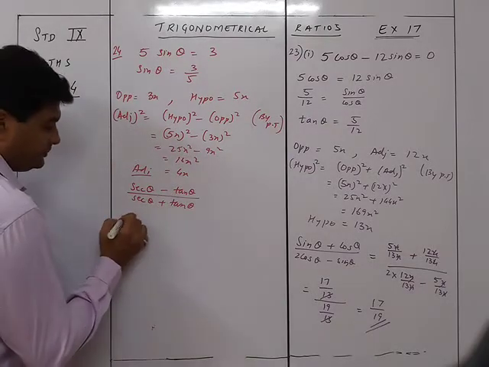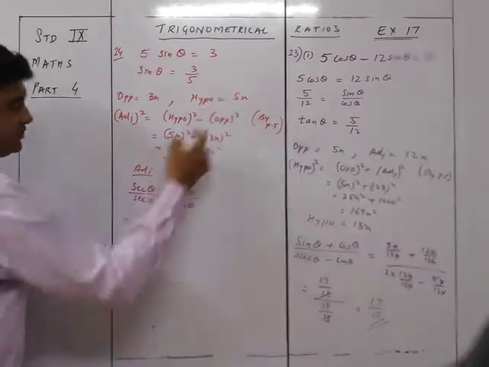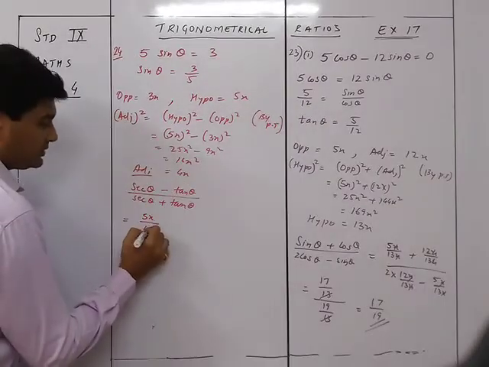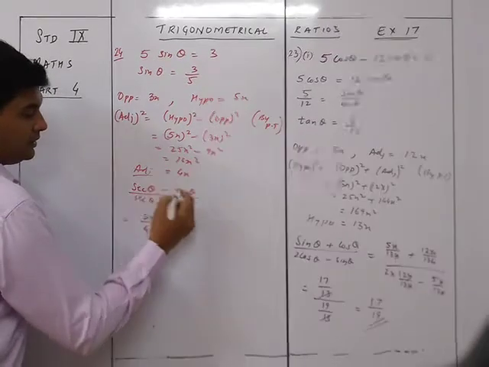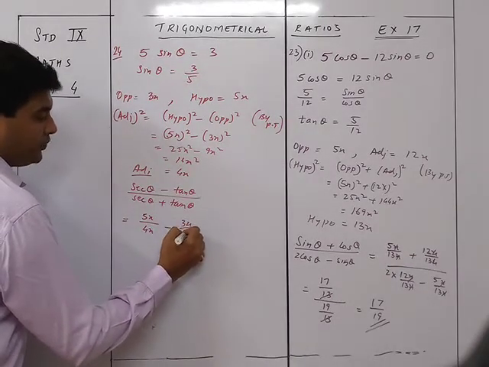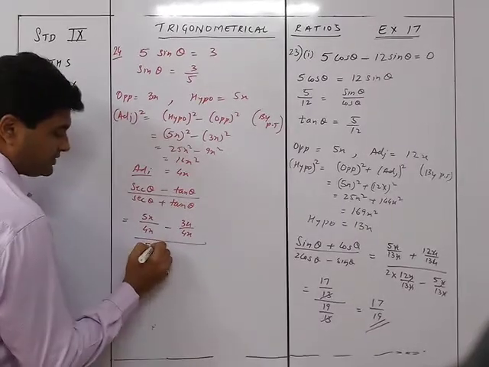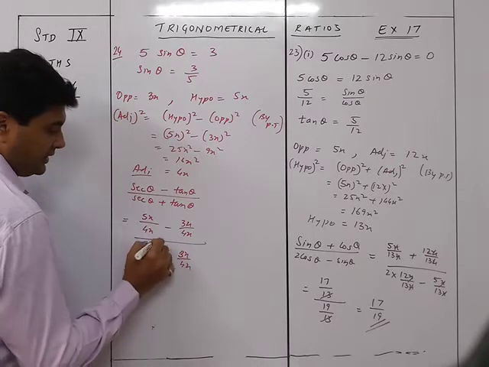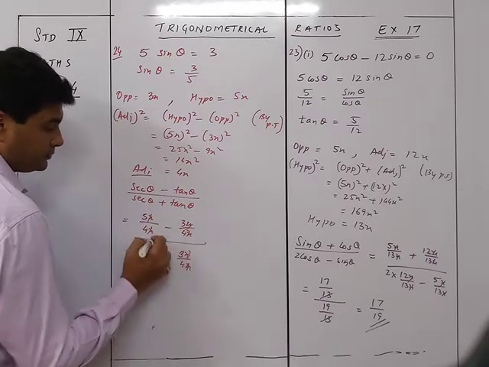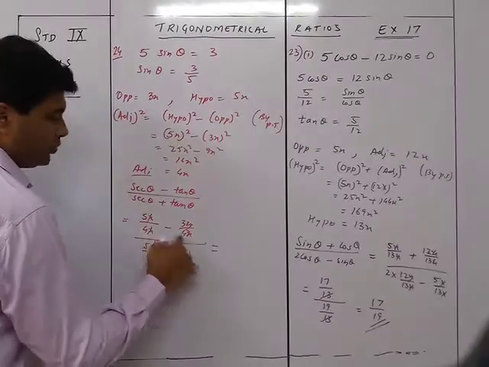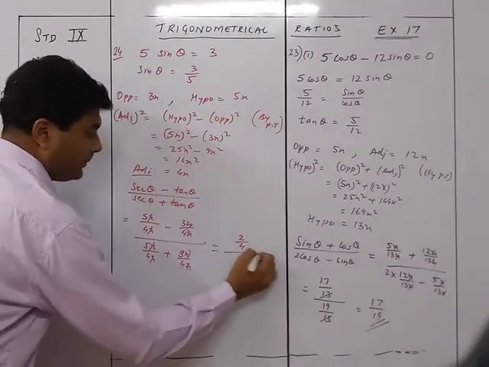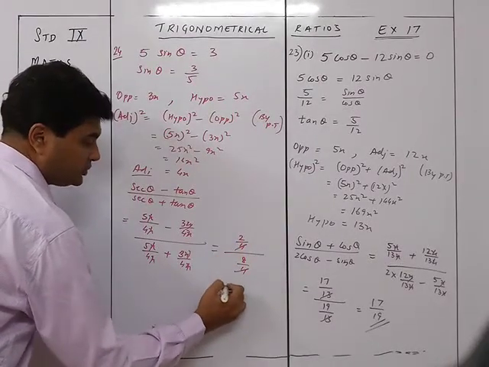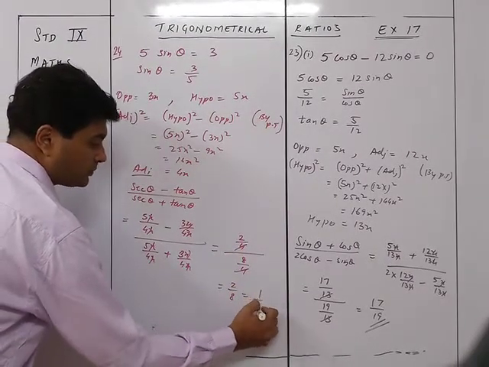So sec theta, sec is hypotenuse 5x upon adjacent 4x, minus opposite 3x upon 4x, upon 5x upon 4x plus 3x upon 4x. X gets cancelled. Both the denominators are the same, so that gives me 2 upon 4 upon 8 upon 4. 4 gets cancelled. So it is 2 upon 8, which is equal to 1 upon 4.